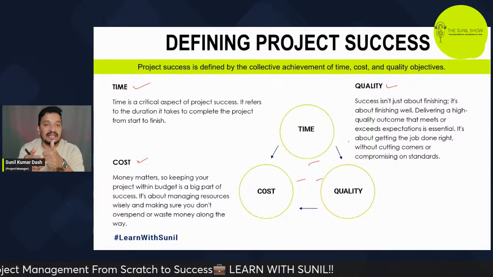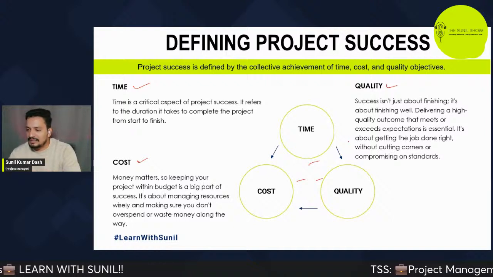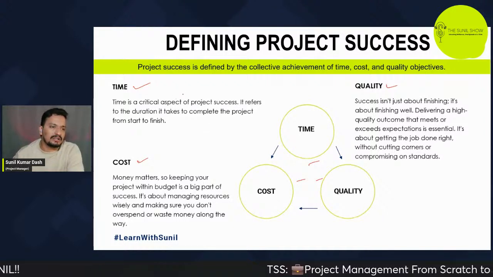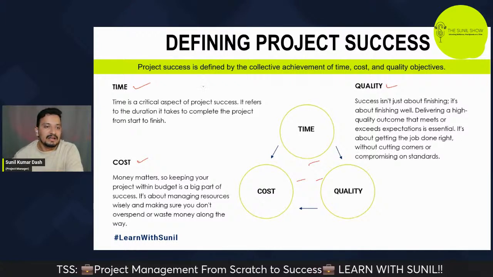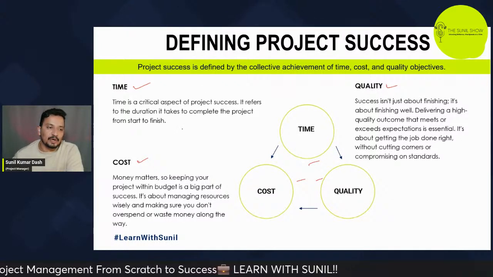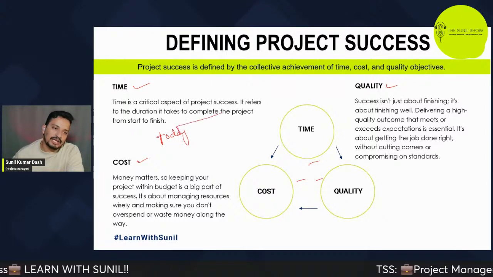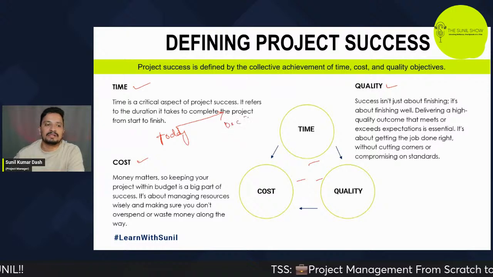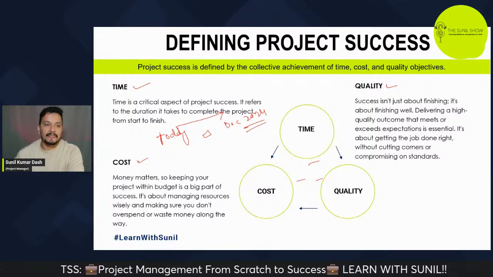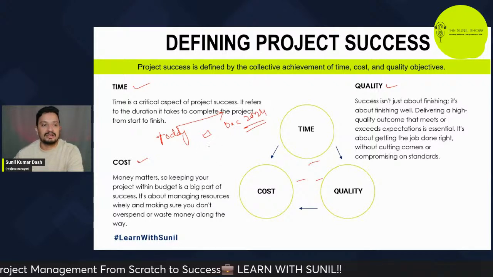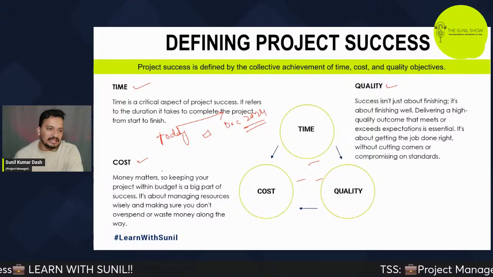So the first is time, quality, and cost. Now let's understand more about it. When we talk about time, it is a critical aspect. We all know time is money, right? It refers to the duration it takes to complete the project from start to finish. Let's say today you have started a project and it will finish in December 2024. This is a particular duration. If you are able to accomplish all your goals within this planned duration, you say your project is a success.